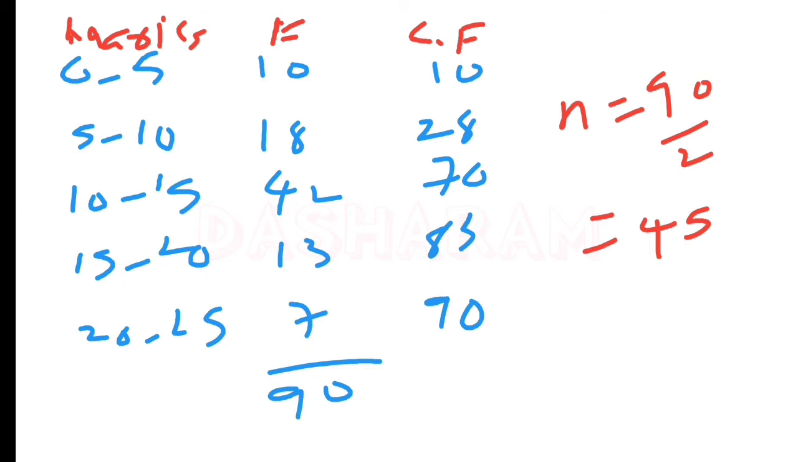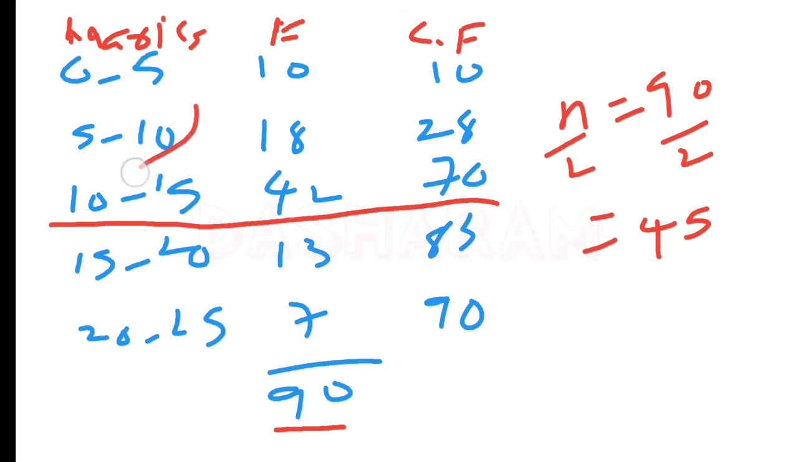In the question he gave the total number of students as 100, but here we are getting only 90 students. Anyhow, let's find the median answer. Here n by 2 value is 45. More than 45 is 70, so it is called the median class, and this is the lower boundary of the median class. And this is the frequency of the median class, and 28 is the cumulative frequency of the class preceding the median class. Substitute all these values in the median formula.